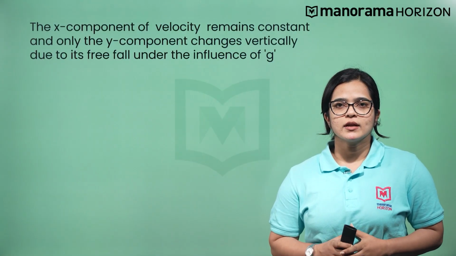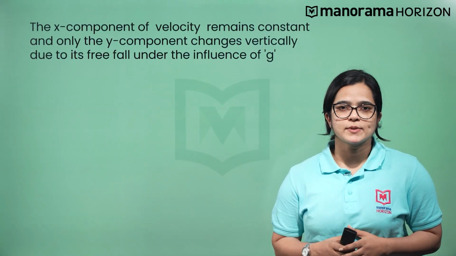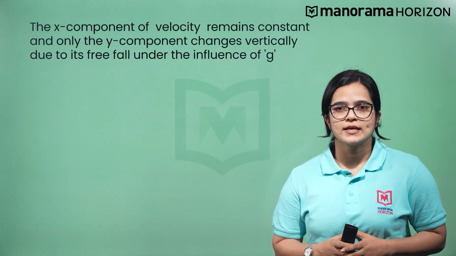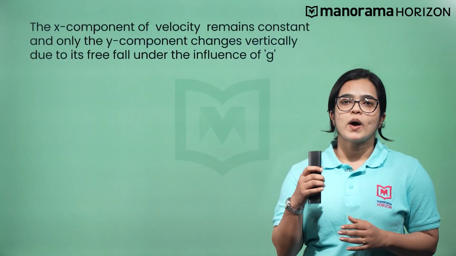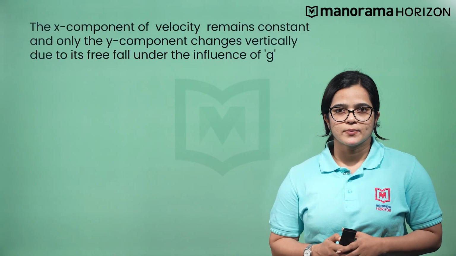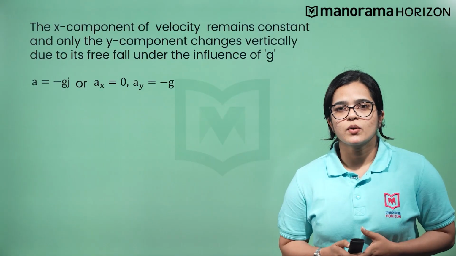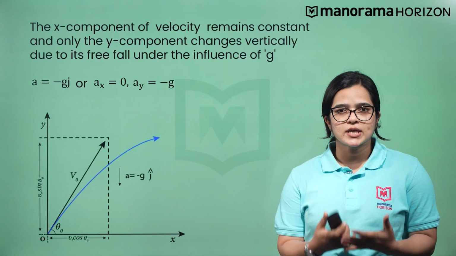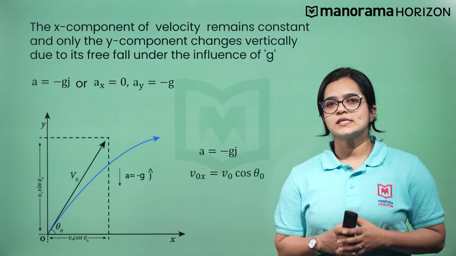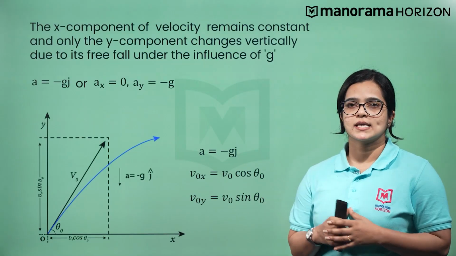In projectile motion, the downward acceleration acting on it is due to gravity after the object has been projected. Always note that throughout the motion, the x component of the acceleration remains constant and only the y component changes vertically due to its free fall under the influence of g. Hence, if you write a is equal to minus g j cap, or ax equal to 0 and ay equal to minus g, the initial velocity v0 has the following components. That is, v0x is equal to v0 cos theta 0 and v0y is equal to v0 sin theta 0.